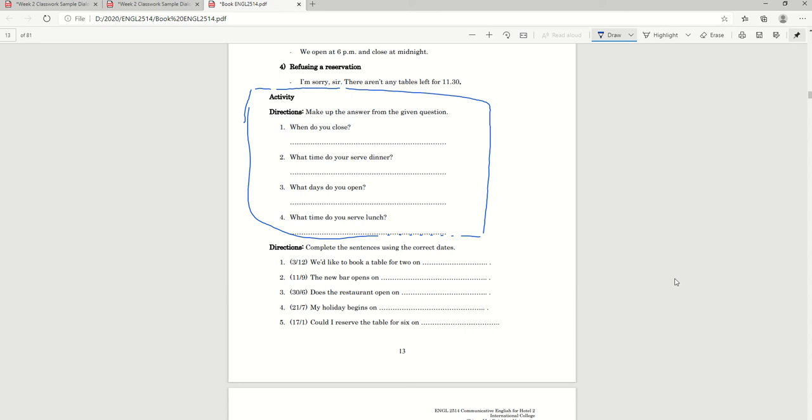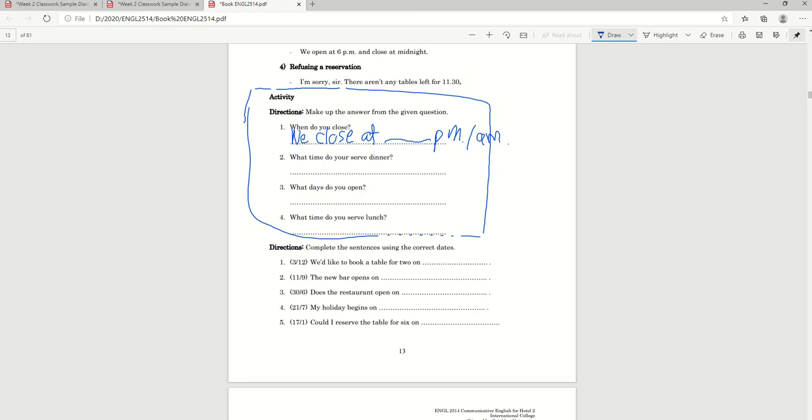We close at, up to you, so you can just add time. We close at dot dot dot. Do we need s here after close? No. Since the subject is we, we close at and then the time here. It can be PM, it can be AM, it can be midnight.